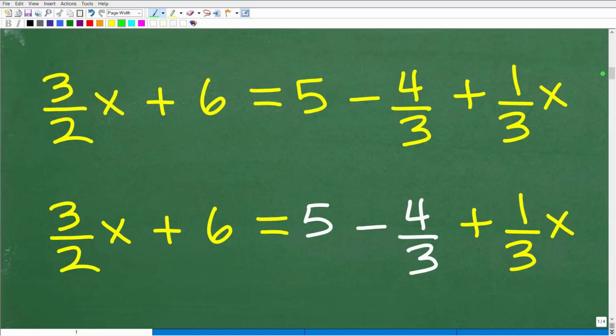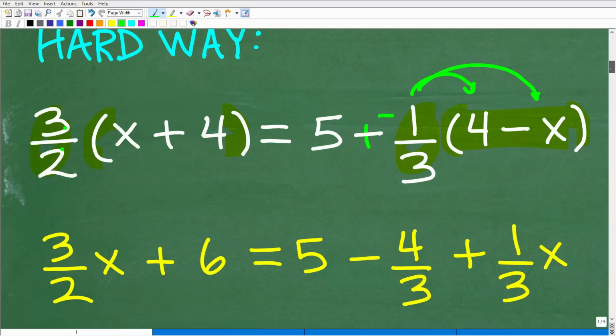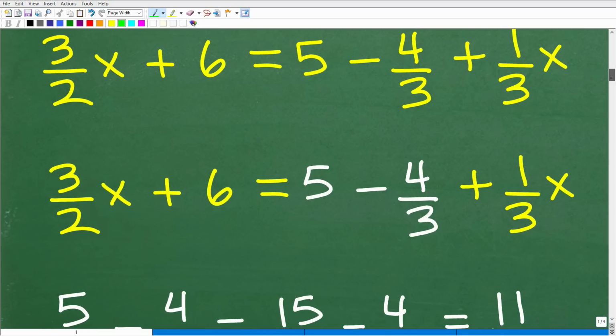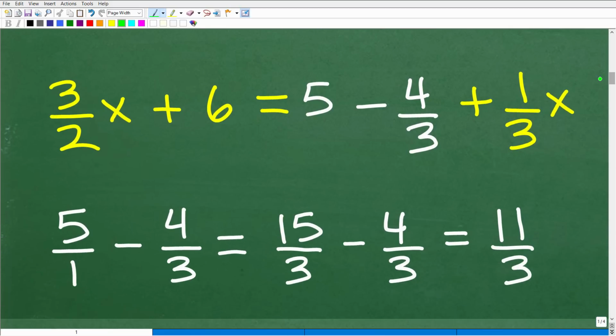All right, now what do we need to do before we start moving variables and numbers to either side of the equation? Remember, when you're solving a linear equation, we want to get all the variables on the left and all the numbers on the right. But we don't want to do that just yet until we clean up both sides of the equation. On this side, we just have a variable term and a number, but over here, we have 5 minus 4/3. We can clean this up. So let's figure out what 5 minus 4/3 is equal to.